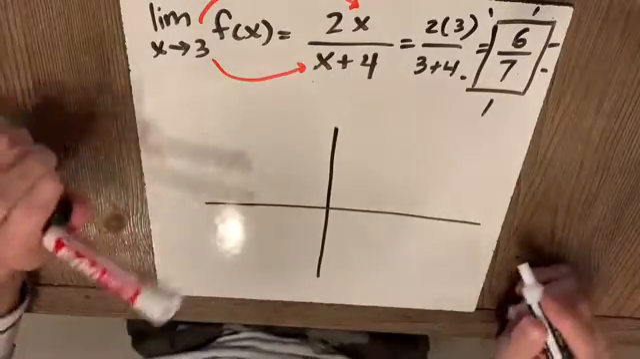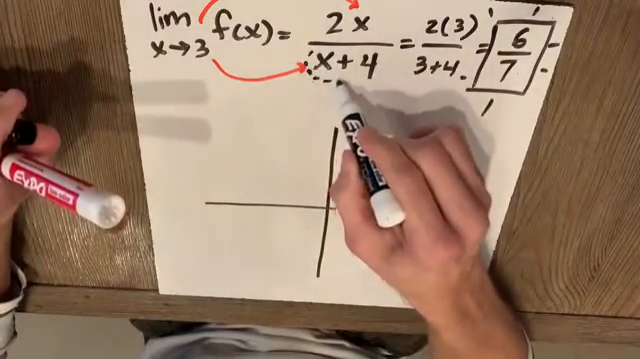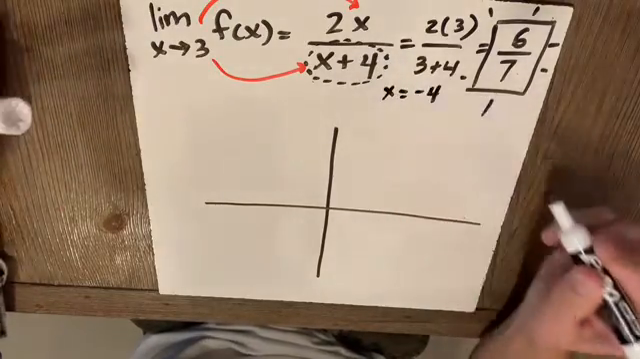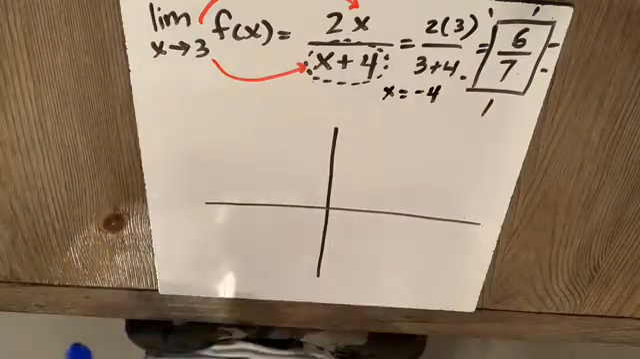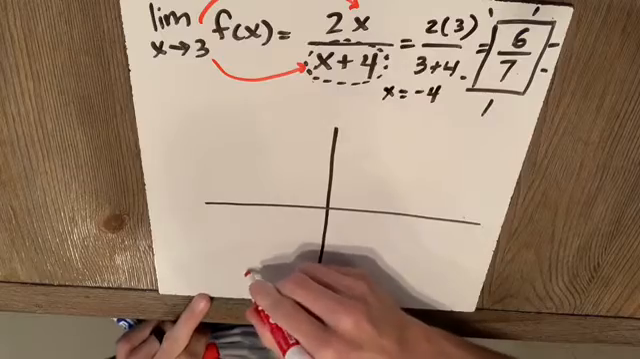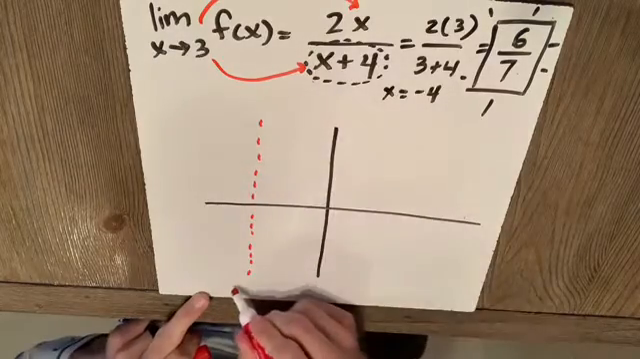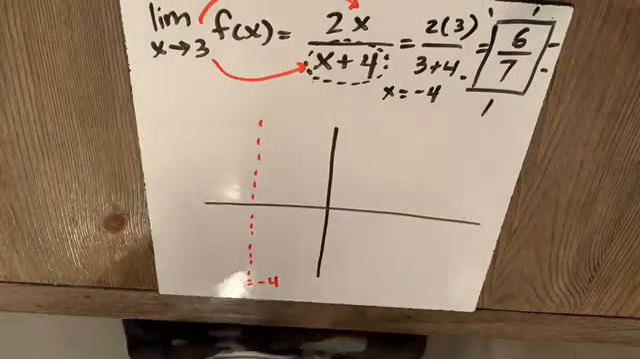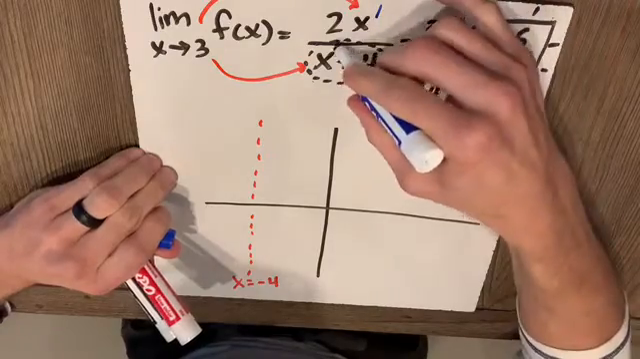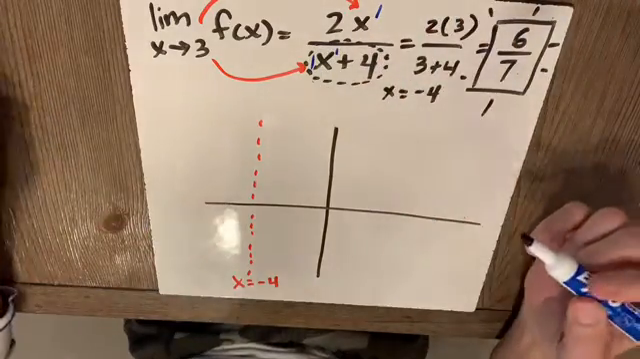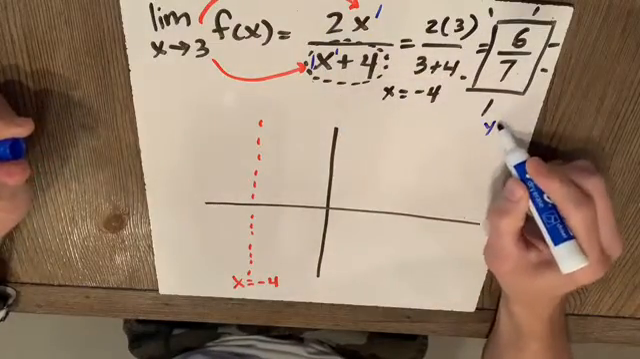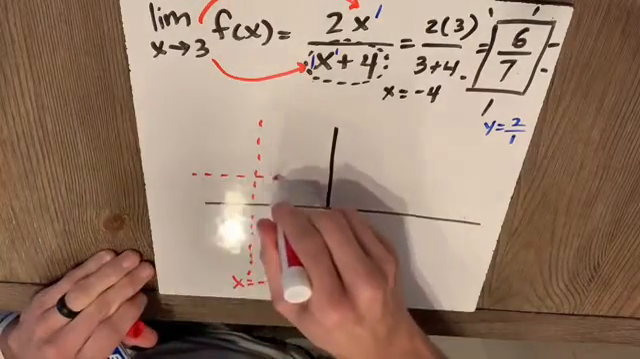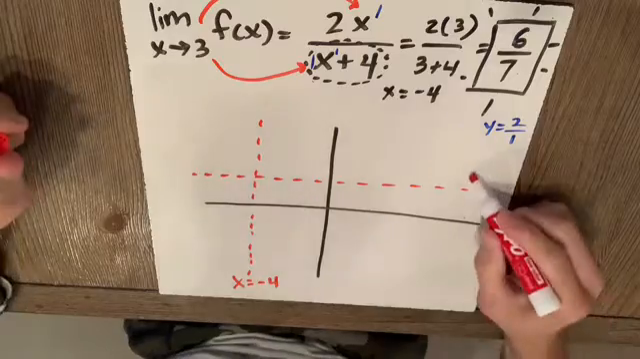What does this graph look like? Look at our denominator, x plus 4. Set that equal to 0, and x equals negative 4. Denominator equals 0. The graphical feature is a vertical asymptote. Here it is. It's a no-fly zone at x equals negative 4. Look at our exponents here. We've got x to the first and x to the first. We go to our ratio of lead coefficients. That's 2 over 1. So y equals 2 over 1 is our horizontal asymptote. And this is y equals 2.